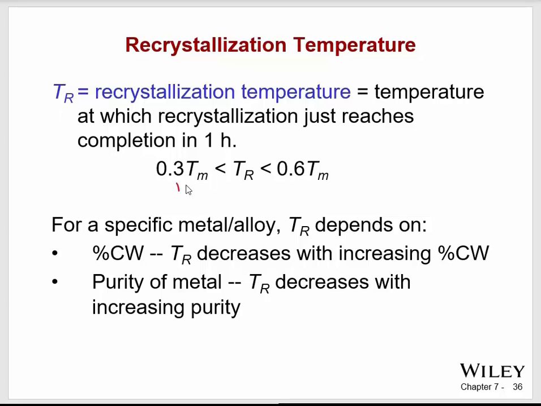So somewhere between about a third of the melting point of that particular material, and you'll find it somewhere in this region, and about 2/3 the melting temperature. Okay, so you're going to set something at a certain temperature and then let it stay at that temperature until you've recovered it to its previous state.